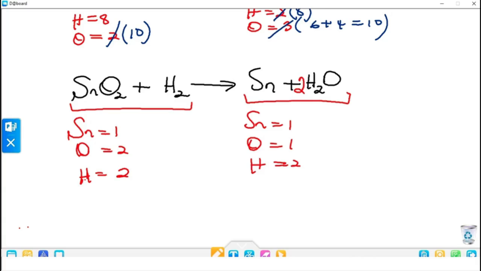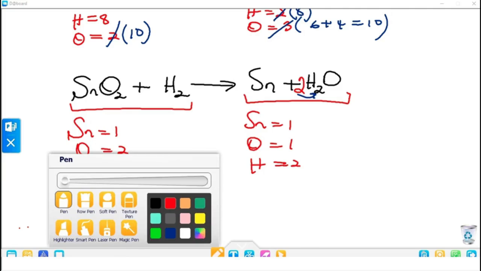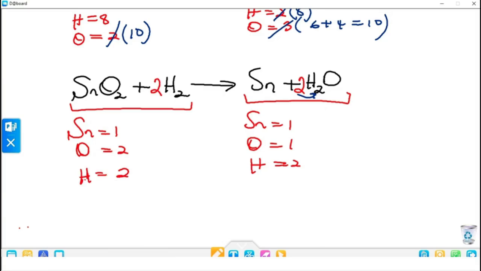So oxygen now becomes 2 and no more 1. But that 2 has affected hydrogen. Hydrogen is now going to be 2 times 2, which is 4. But oxygen is just 2, so that it balances with 2 at the left-hand side. But hydrogen now is 4 at the right, but 2 at the left. So how do we balance hydrogen? To balance hydrogen, we just place 2 in front of H2 at the left.